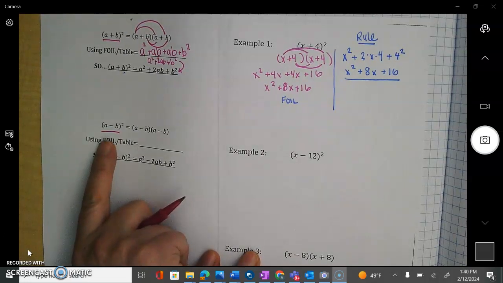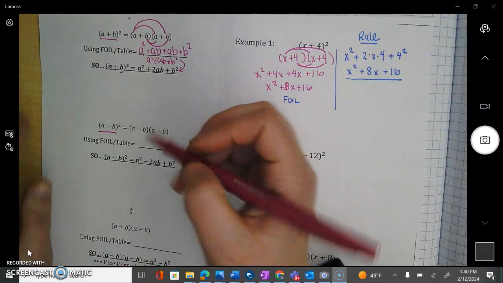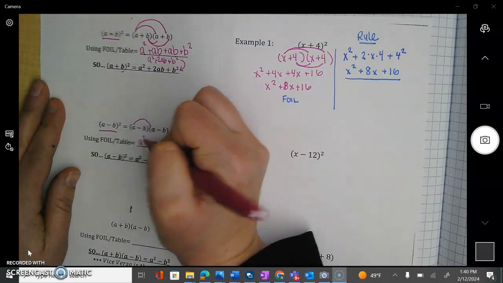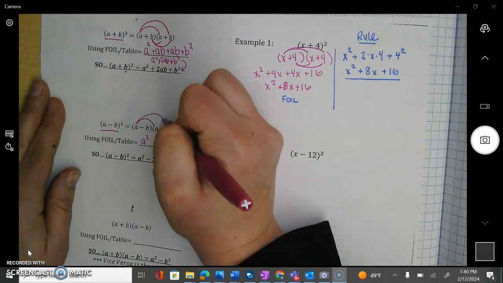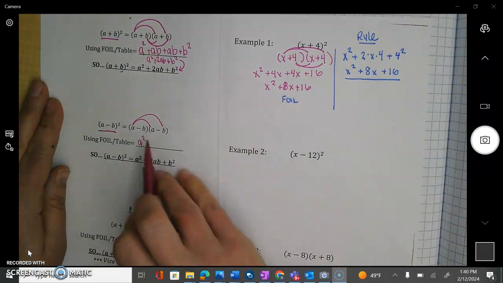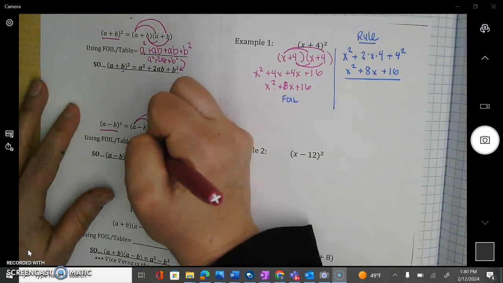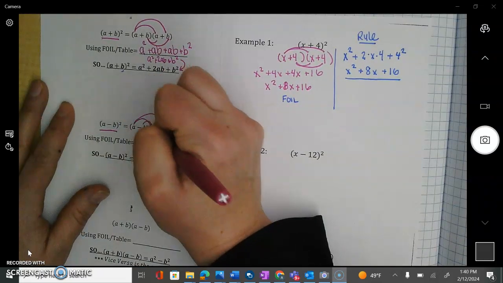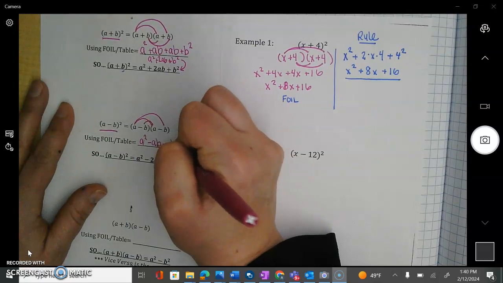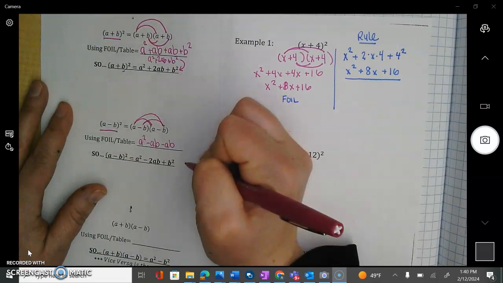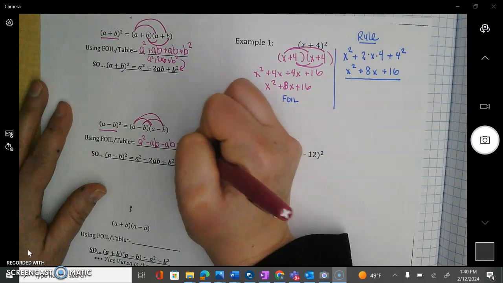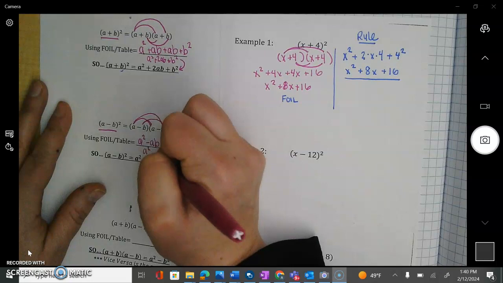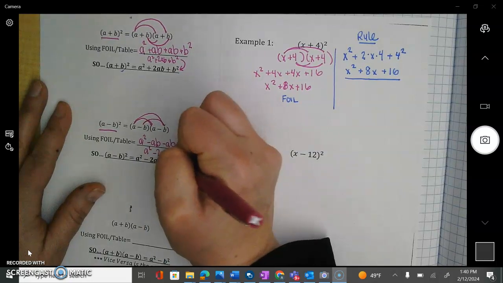When I'm subtracting, I'll show you the FOIL method. I do my first times my first, which is a squared. My outsides, a times negative b. Don't forget that that minus is a negative b, so that's negative ab. Then I've got my insides, which is negative b times a, and my lasts, negative b times negative b, which is positive b squared. When I multiply them together, it's a squared minus 2ab plus b squared.